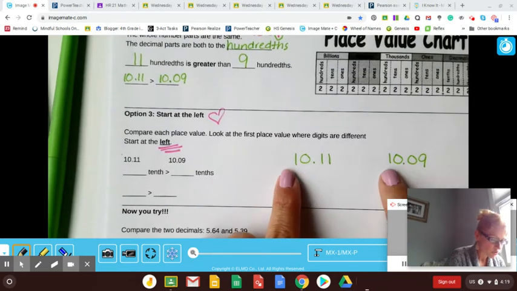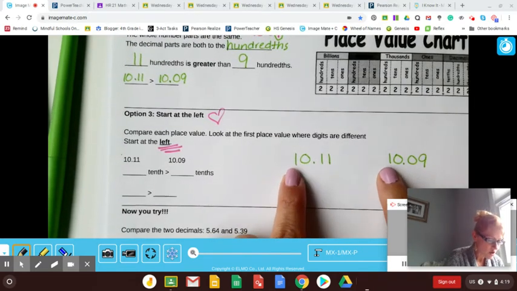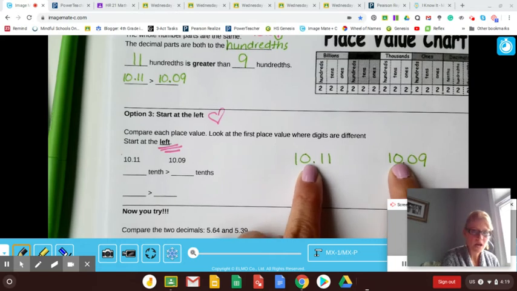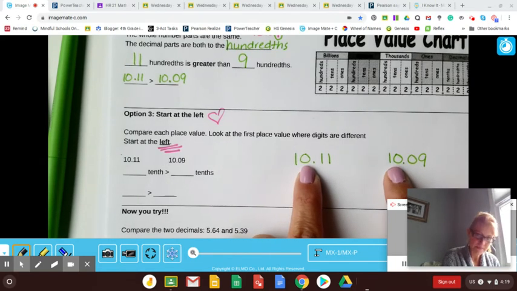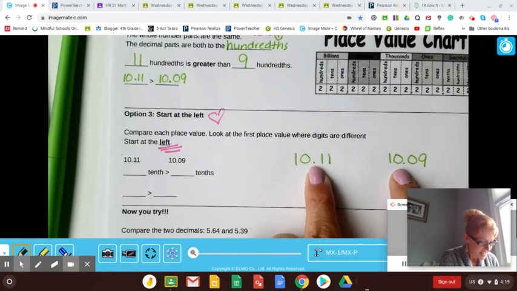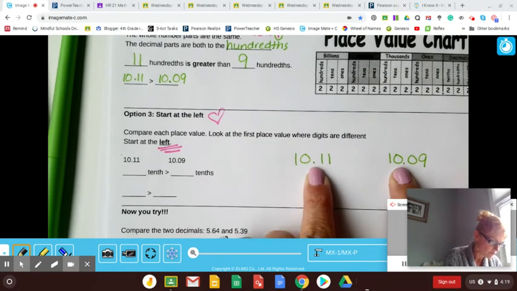All right, so we're going to start all the way to the left. I'm going to be right here in my tens place. I have a 1 and I have a 1, so they're the same. Moving on, in my ones place, I have a 0 and a 0. They're the same. Moving on, then I have my decimal point.